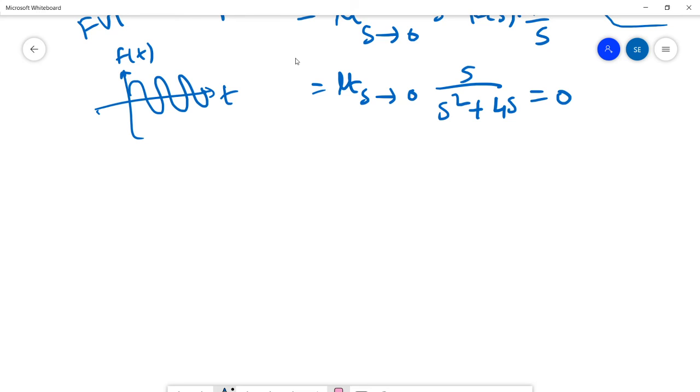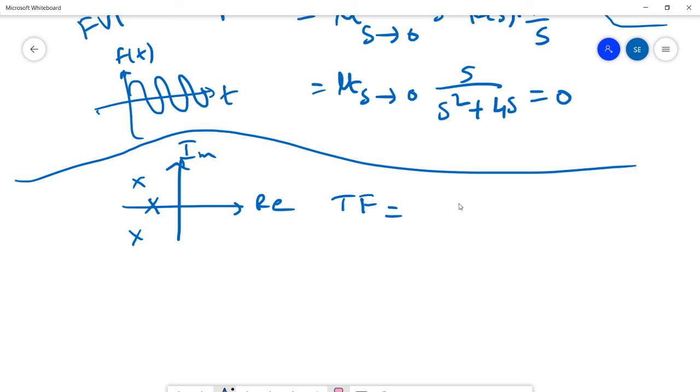So consider case 3: a pole on the left half plane, anywhere on the left half plane. Consider a transfer function.